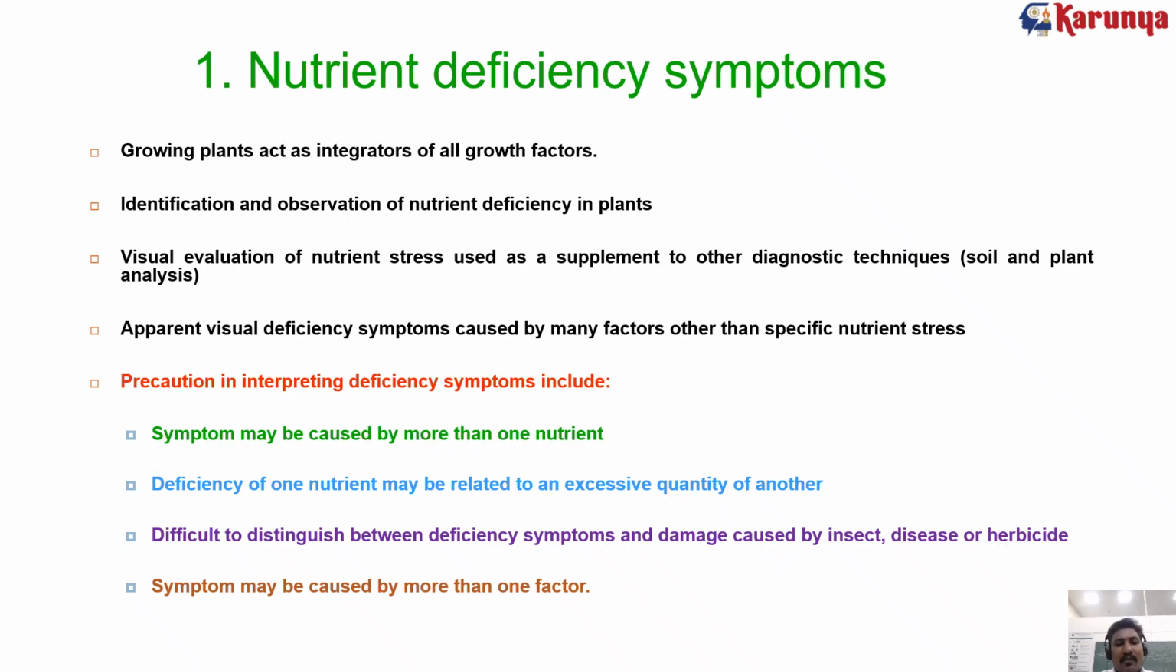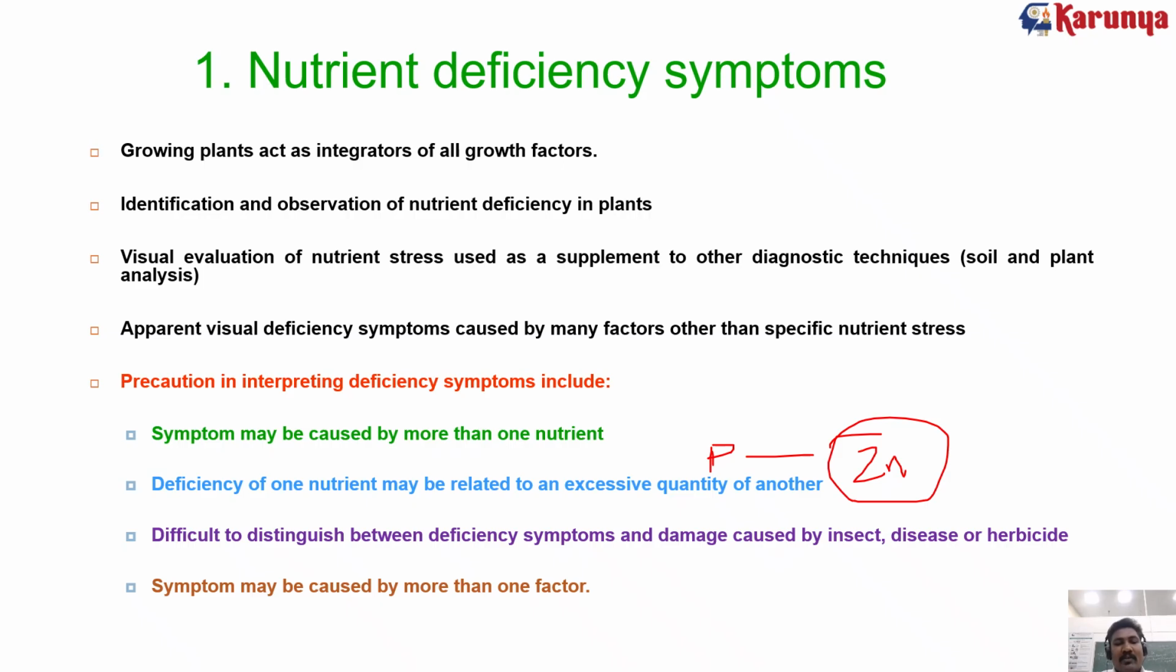The deficiency of one nutrient may be related to an excessive quantity of another, meaning the antagonistic effect of nutrients. For example, phosphorus and zinc are antagonistic in nature. So when the phosphorus content is increasing, zinc content will decrease, and vice versa. So you have to identify this.